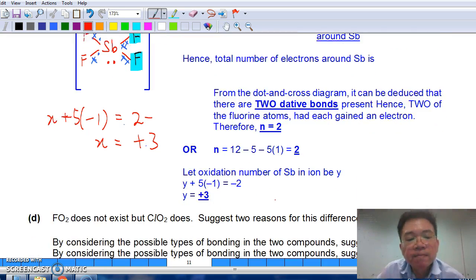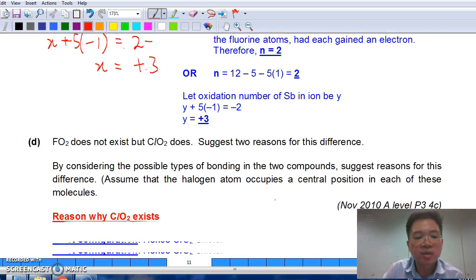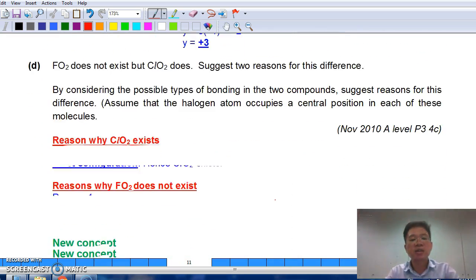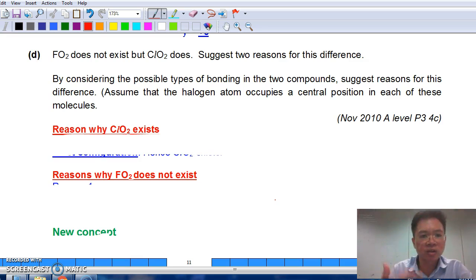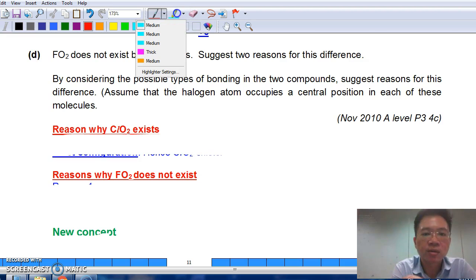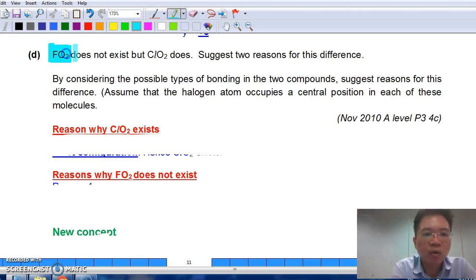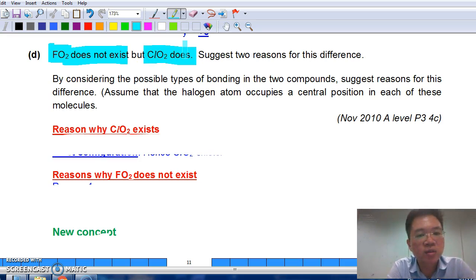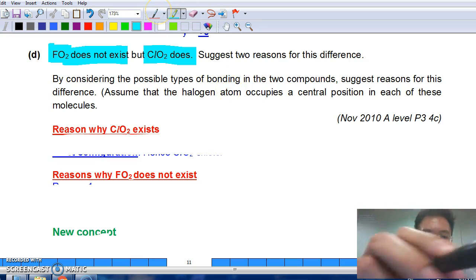Okay, moving on to question 6. Question 6 is quite similar to the lecture notes example. We have here: FO2 does not exist, but ClO2 does. Give 2 reasons why, using bonding in these 2 compounds.